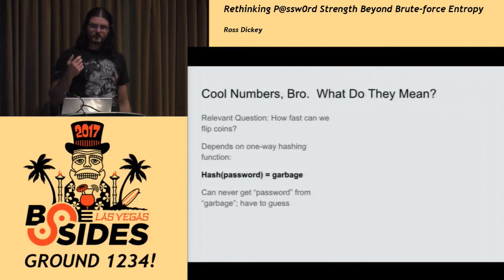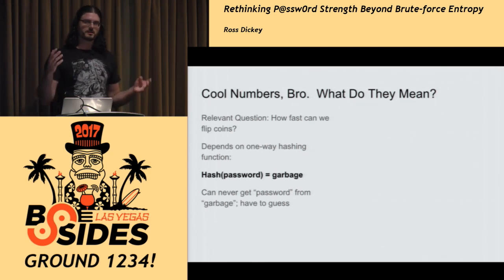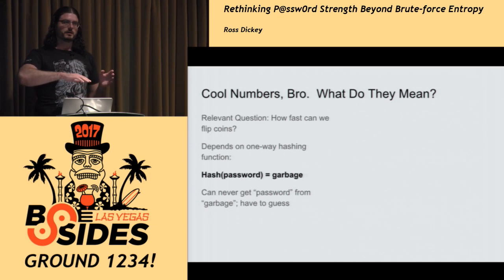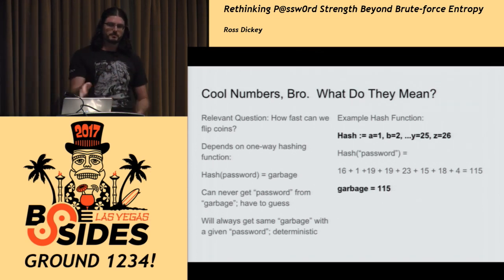So that's cool, but what does this actually mean? Well, the question is how fast can you flip these coins, and that's dependent on the hashing function. A hashing function is you take the password, put it through the function, and then you get this garbage. And you always get the same garbage when you put the password through that same hash. So the garbage is what's stored in the database, and you can never get the password back from the garbage.